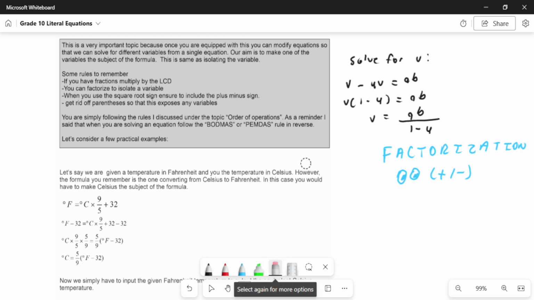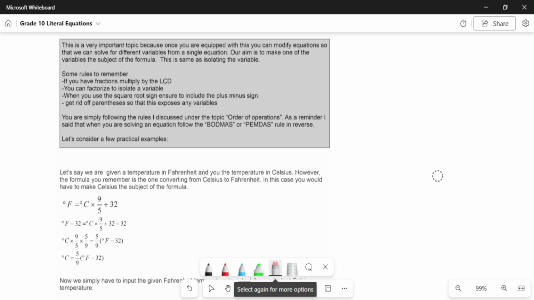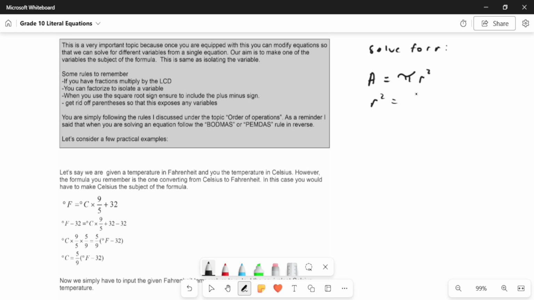Okay. Let's see. When you use the square root sign, in short, include the plus or minus sign. So let's say that we have the area of a circle. Area is equal to pi r squared, and we're required to solve for r. So they tell us solve for r. So r squared is equal to a over pi, right? And therefore r is equal to plus or minus the square root of a over pi.